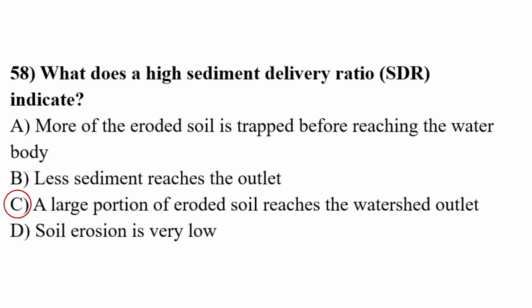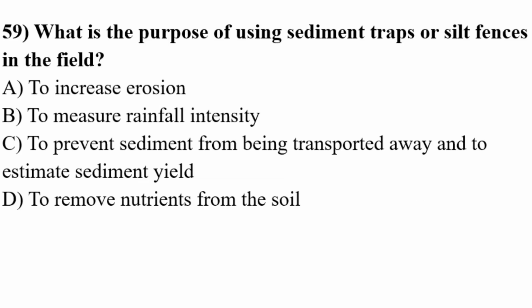Answer: C. A large portion of eroded soil reaches the watershed outlet. 59. What is the purpose of using sediment traps or silt fences in the field? A. To increase erosion. B. To measure rainfall intensity. C. To prevent sediment from being transported away and to estimate sediment yield. D. To remove nutrients from the soil.